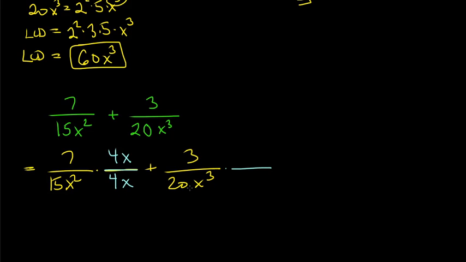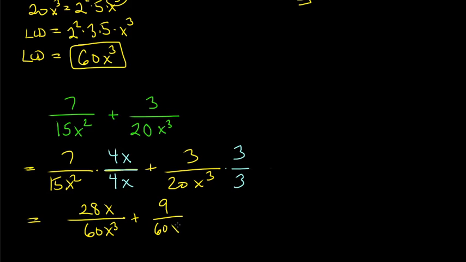For the second fraction, I have 20, but I need 60. So 20 times 3 is 60. And I need x cubed, but I already have x cubed, so I don't need any more x's. So there, I just multiply by 3 over 3. So by doing that, the new numerator is going to be 28 times x divided by 60x cubed plus, right, 3 times 3 is 9, so 9 over 60x cubed.